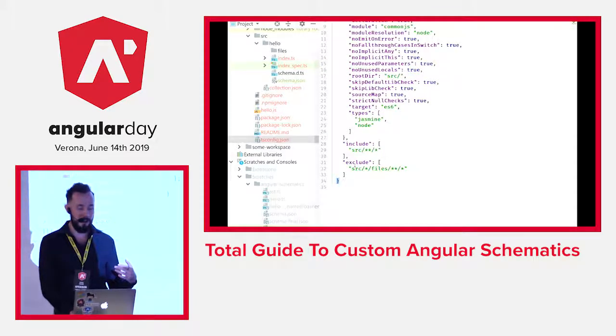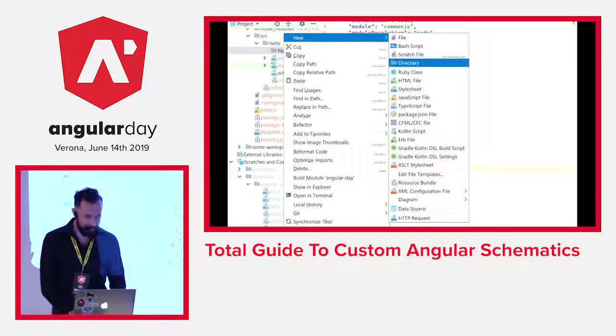So it has to be called files, because the tsconfig JSON has here exclude files so that they don't become part of the project. So if you want to put it in another folder, don't forget to change it also here.